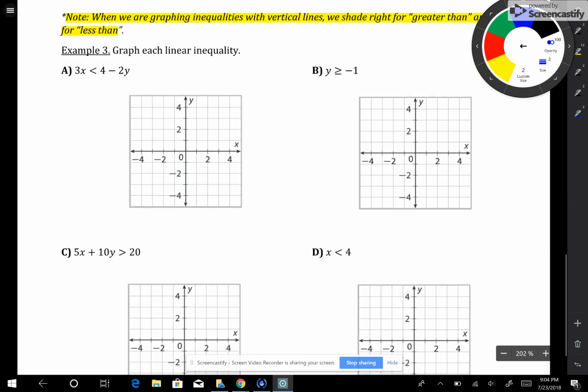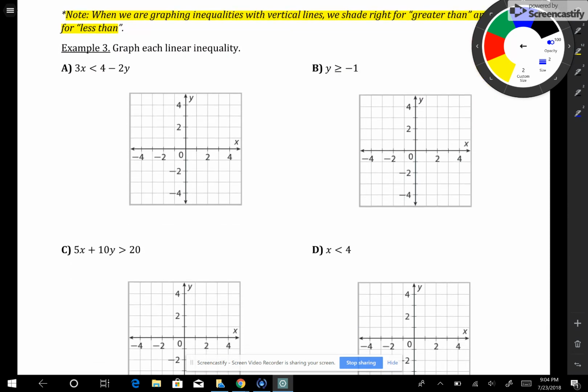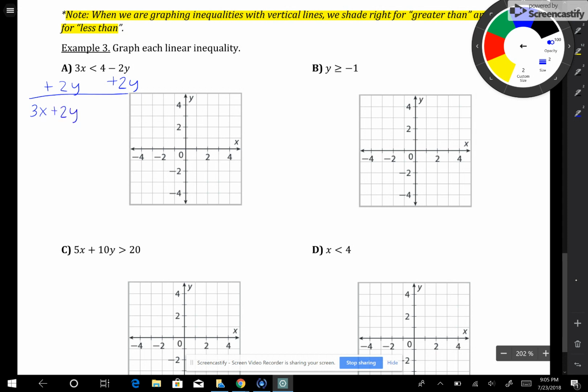Graph each linear inequality. 3x is less than 4 minus 2y. Now, just as we do when we are graphing equations, we need to write this in slope-intercept form. I like to have my y's on the left side, so I'm actually going to bring over this 2y to begin with. I'm going to add 2y to both sides, and that gives me 3x plus 2y is less than 4.